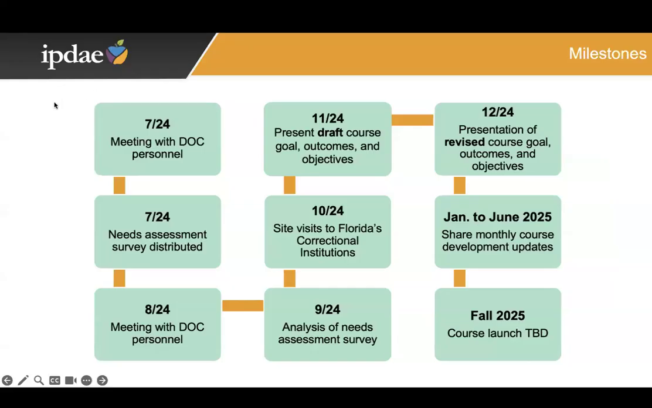So we can see here on our timeline, starting at 7/2024, we had a meeting with the Department of Corrections personnel. And then we followed that up with getting feedback on a needs assessment that we developed in order to distribute to the key stakeholders. In this case, it was mainly teachers and administrators of adult ESOL correctional programs. We discussed and shared our needs assessment in August of 2024 with DOC personnel and discussed how that could inform our course potentially.